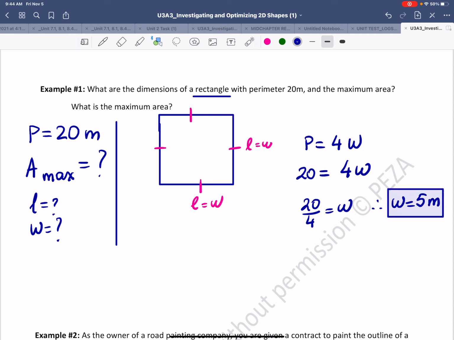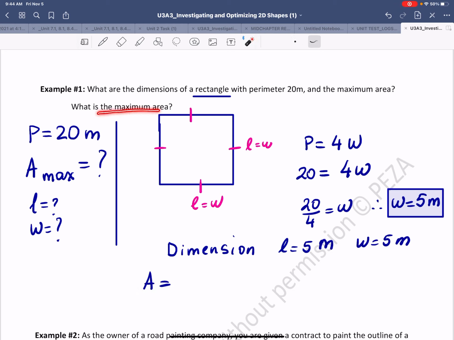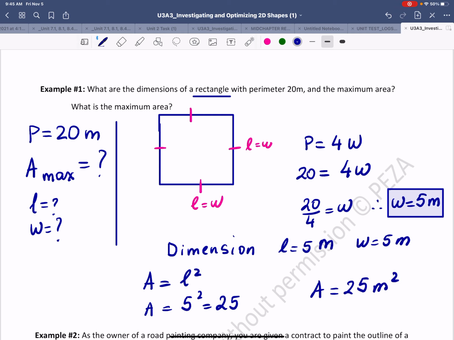Okay, so we're going to say that the dimensions will be length equals 5 meters and width equals 5 meters, obviously, or length equals width equals 5 meters. So we also have to answer the question, what is the maximum area? So the maximum area of a square would be length squared, and with a length of 5 meters, that would be 25. So we'll say that area equals 25 meters squared.